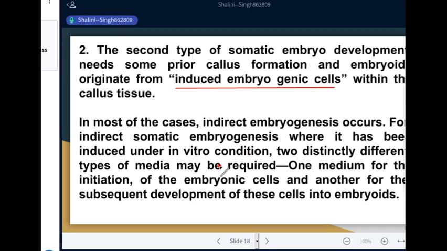There, two distinctly different types of media may be required. One medium for the induction of callus, and then the second medium which is used for the subsequent development of these cells into the embryo-like structure, which are known as embryos.